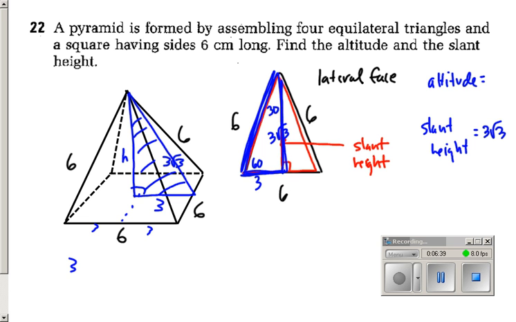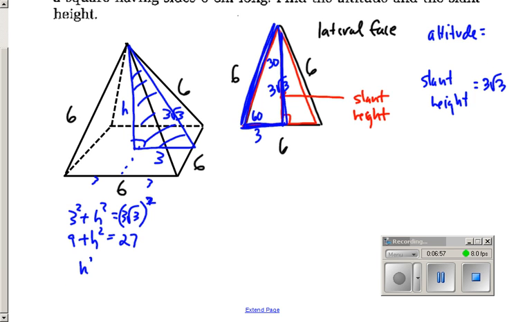So I'm just going to do a quick Pythagorean theorem. 3 squared plus h squared equals 3 root 3 squared. So then I get 9 plus h squared equals 3 root 3 squared, which is 27. So then I get h squared equals 18. Square root both sides. This breaks down into root 9 and root 2. So h equals 3 root 2.